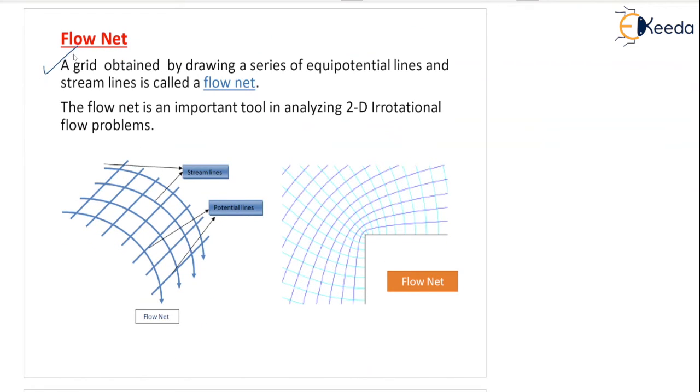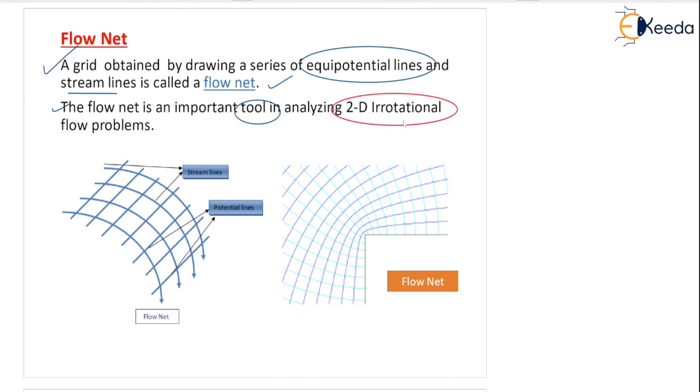A grid obtained by drawing a series of equipotential lines and streamlines is called a flow net. What is the importance of this flow net? The flow net is an important tool in analyzing two-dimensional irrotational flow.